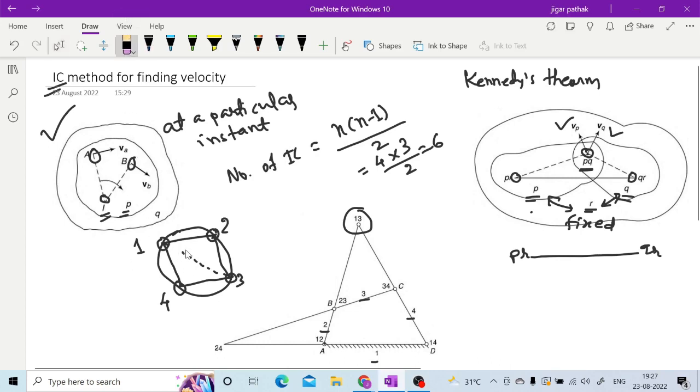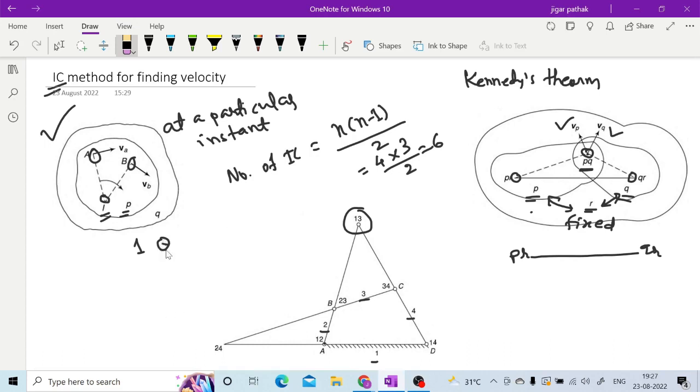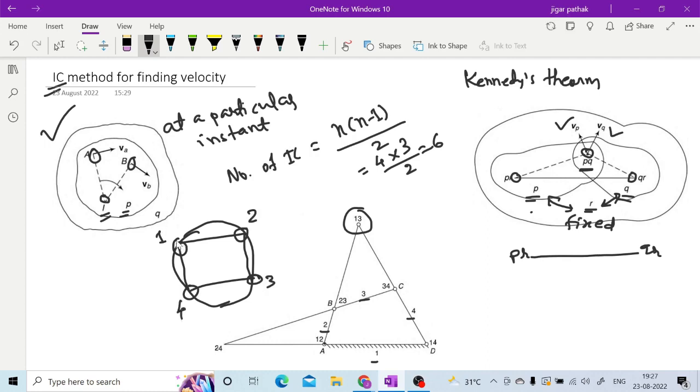Let me do it again. One second. Here, as I have told you, you are having these four links, 1, 2, 3, 4, right? And you are locating the instantaneous center of rotation. So if you consider this is 1 2, 2 3, 3 4 and 4 1, right? And now you want to locate this 1 3. So in order to locate this 1 3, you have to extend this 1 4 and 3 4. Similarly, you have to extend this 1 2 and 2 3. This 1 2 and 2 3 also you are extending in order to get 1 3, right?